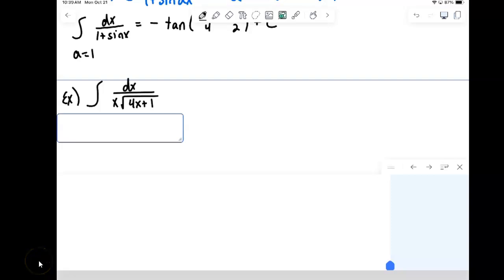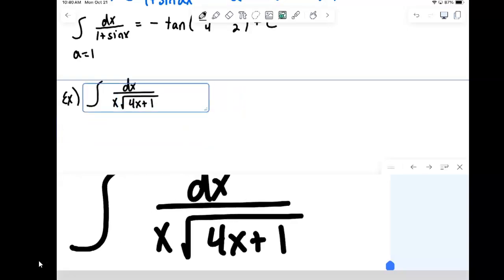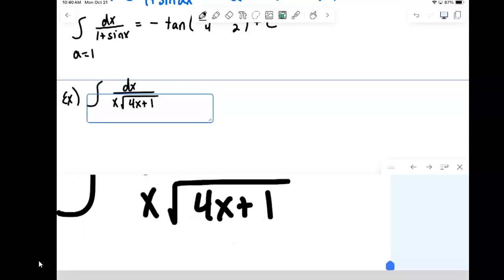Okay, so let's consider this integral here, the integral dx over x square root of 4x plus 1. This really doesn't fit anything that we've learned. We might make some attempt with an integration by parts idea, thinking maybe that somehow has some bearing on the problem. We're really not sure, right?